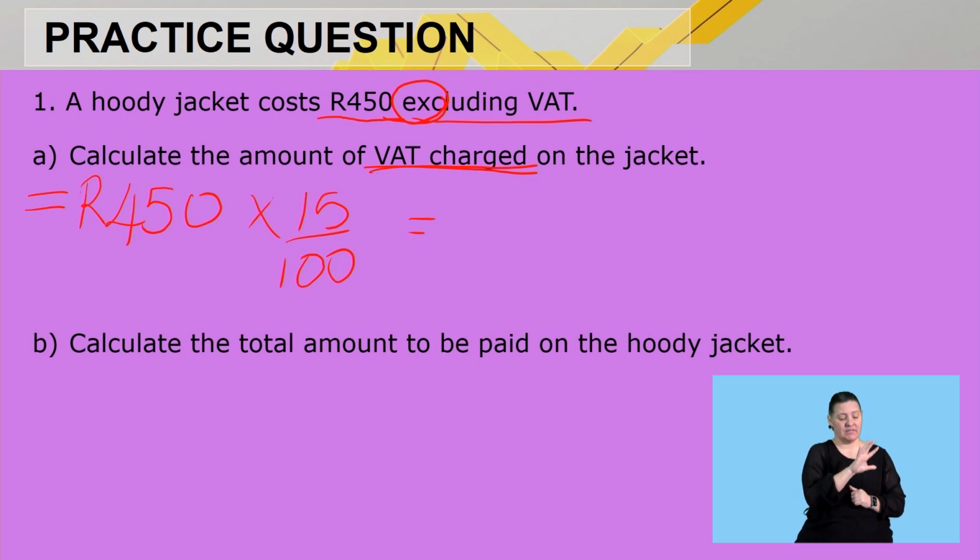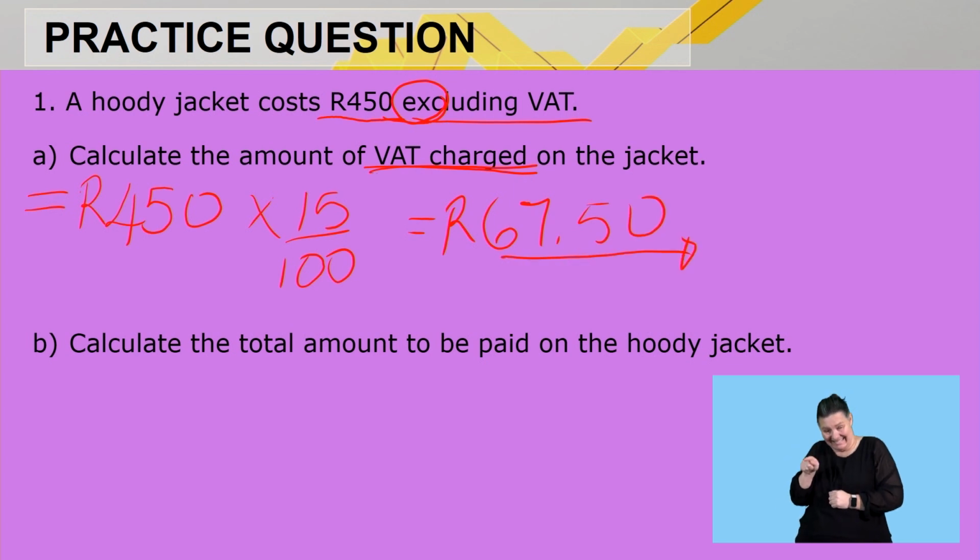So now let us work it out and see how much VAT is charged on this hoodie jacket. So we have 450 multiplied by 15/100. So VAT charged on this is 67 Rand 50 cents. So this is the amount of VAT that is charged on the hoodie jacket.